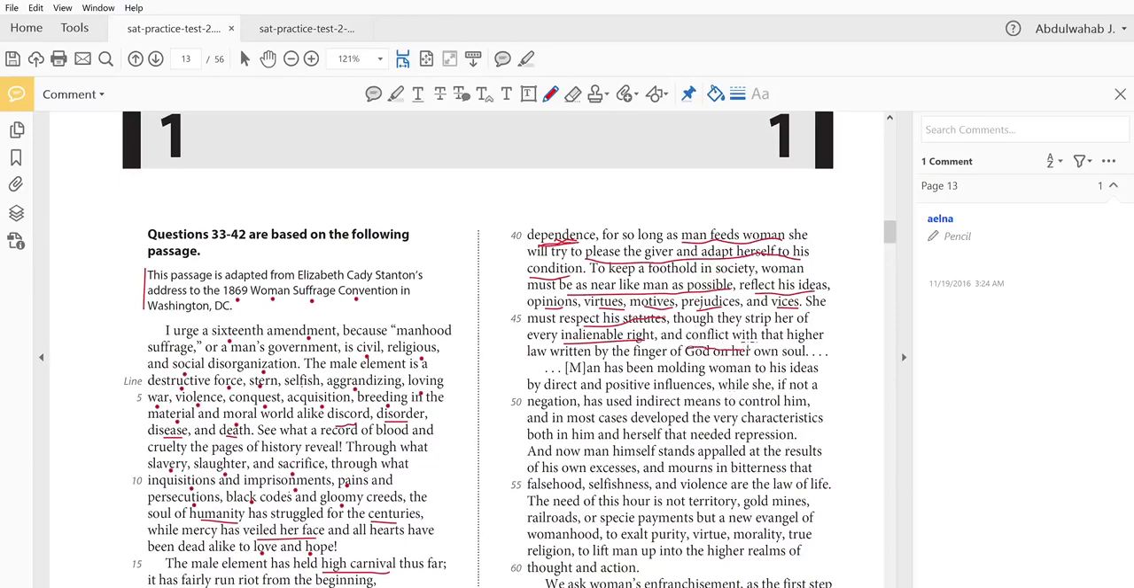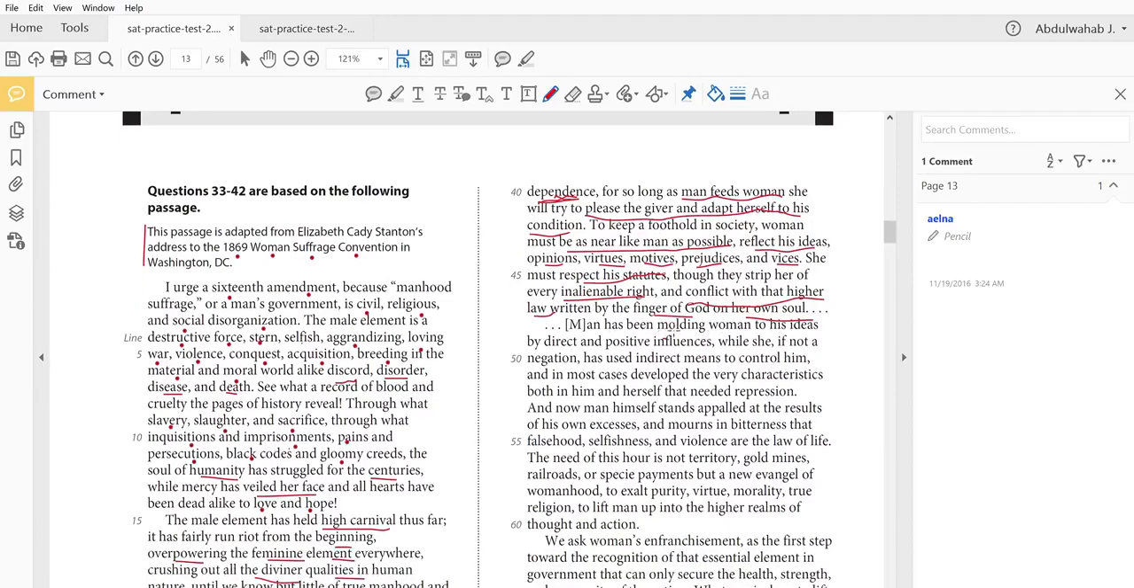And this causes conflict with that higher law written by the finger of God on her own soul. Here she's referring to religious laws. That even by agreeing with man, or by asking for her rights, she's coming into conflict with the laws written by God.